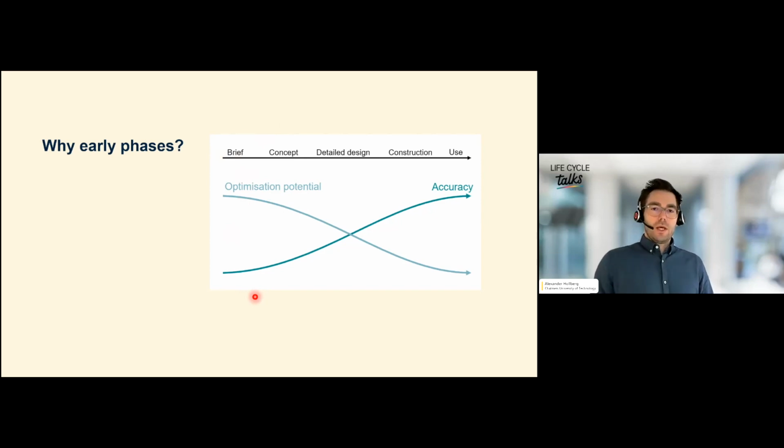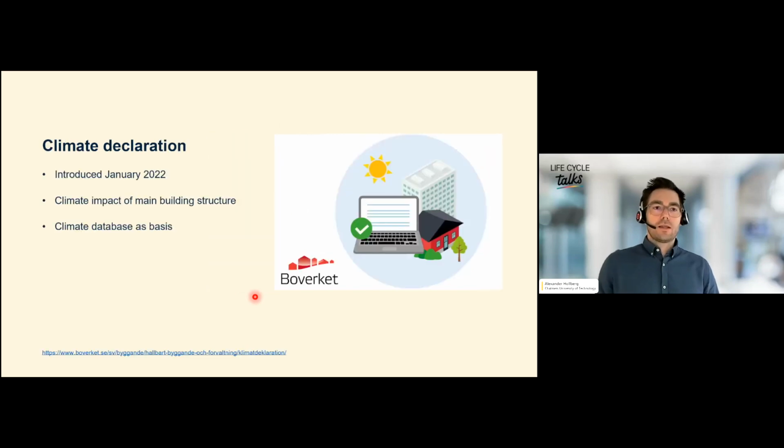Now in Sweden, we have a special case that in January 2020, so-called climate declarations were introduced for buildings. So if you want to build a new building, you have to calculate the climate impact of the main structure of your building and hand it in together with the building permit, and also when finally getting all the building documents submitted.